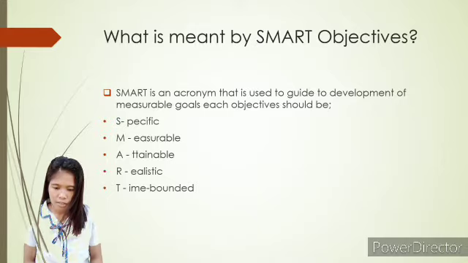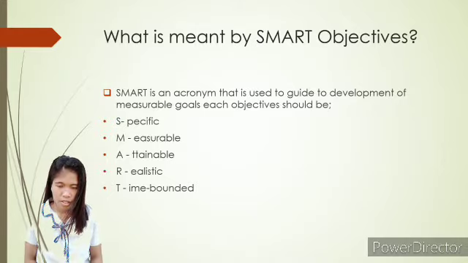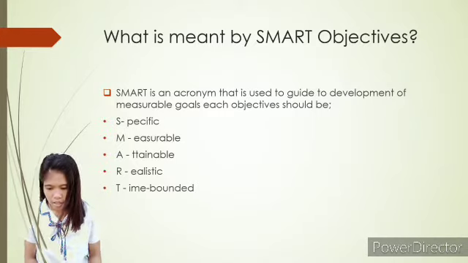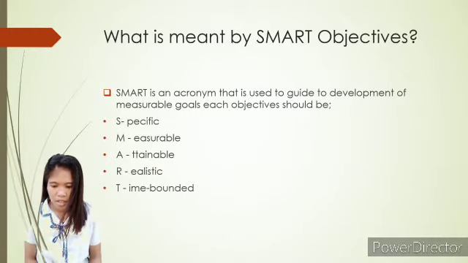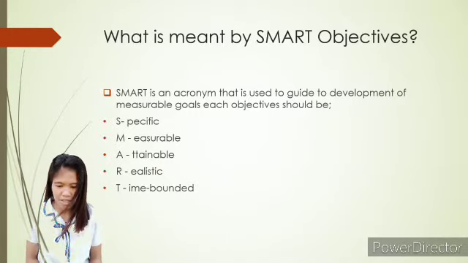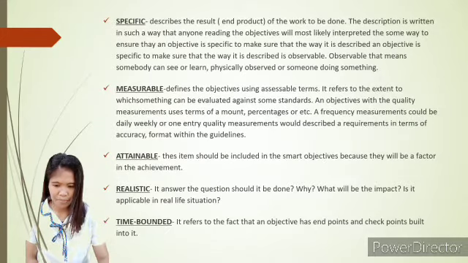Next is, what is meant by SMART objectives? SMART is an acronym that is used to guide the development of measurable goals. Each objective should be: S for specific, M for measurable, A for attainable, R for realistic, T for time-bound.